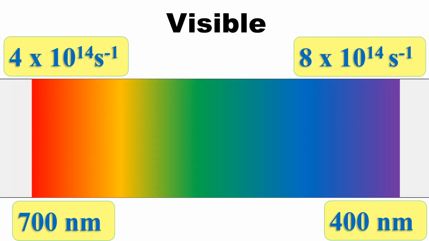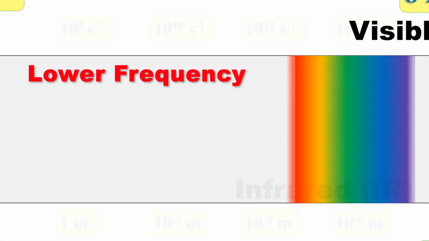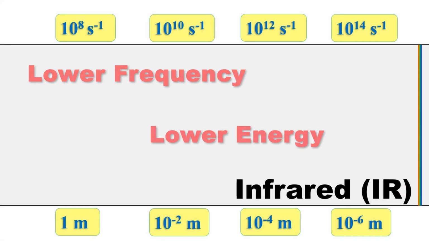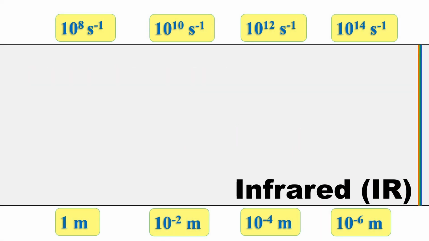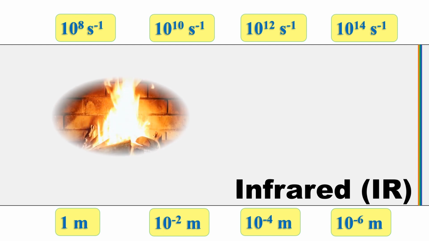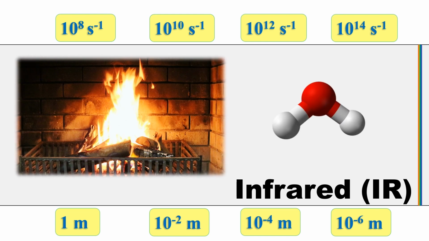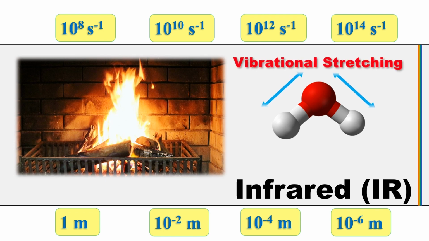To the left of visible light, there is lower frequency, lower energy radiation. Infrared radiation, or IR, cannot be seen by humans, but we feel it by the fireplace as molecules in our body absorb infrared light. See, IR is associated with the vibrational stretching of molecules. Thus, molecules in our bodies absorb the energy of the IR photons from the fireplace, and our body temperature increases.